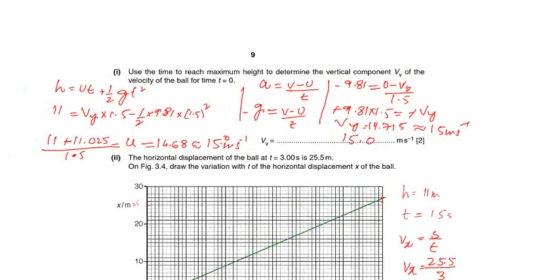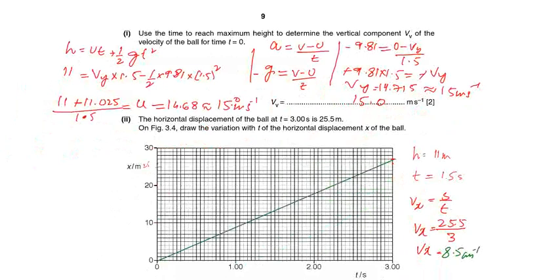H is 11, initial velocity is Vy, time is 1.5, one upon two, g is 9.8 and the body is moving upwards, so g is minus, right? 1.5 squared. So after solving this, we will get u equals 14.68, which is approximately 15 meters per second. Now using v equals u plus gt, minus 9.81 equals (0 minus Vy) over 1.5. So after resolving, we will again get 15 meters per second.